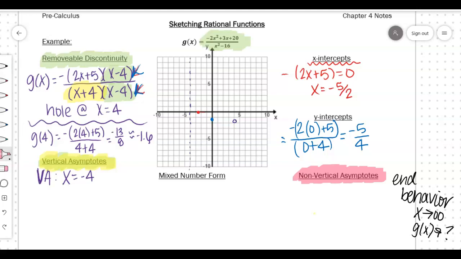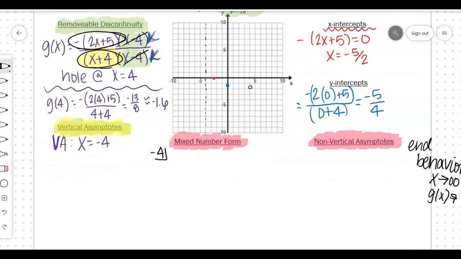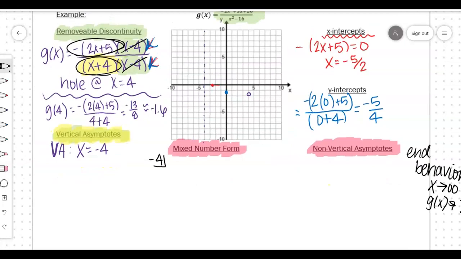So before we can find a non-vertical asymptote, we want to get this into mixed number form, and we do that by dividing. Again, since these x minus 4s will end up canceling, I can just divide this negative 2x plus 5 over this x plus 4, which means that I can use synthetic division. So since I'm dividing by x plus 4, we plug in a negative 4. My coefficients, be mindful that I factored out this negative. That would make my coefficients a negative 2 and a negative 5, something to be mindful of.